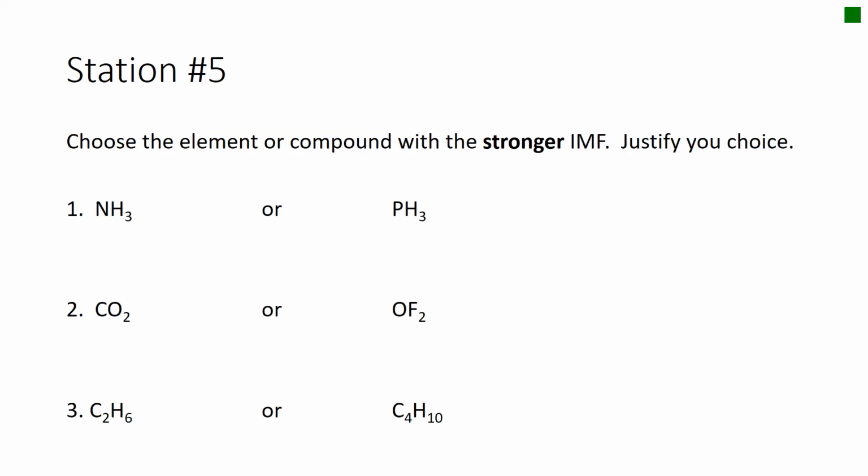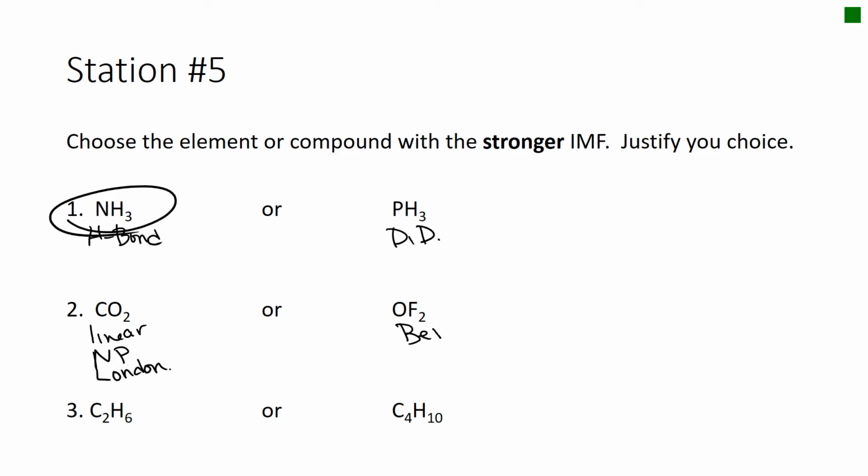All right, choose the element or compound with the stronger IMF. Justify your choice. So if you drew out this structure, this would be a hydrogen bond, and this would be dipole-dipole. So which one's stronger? Hydrogen. Okay, this would be linear CO2, which means that it is nonpolar, which means that it is London. Okay, and OF2 ends up to be bent, which means that it is polar, which means that it would be dipole-dipole. So which one is stronger? OF2.